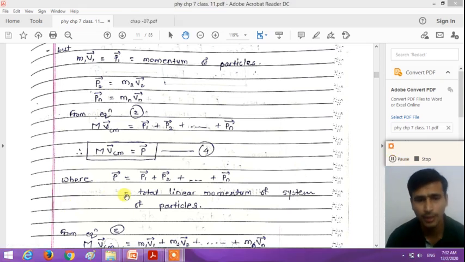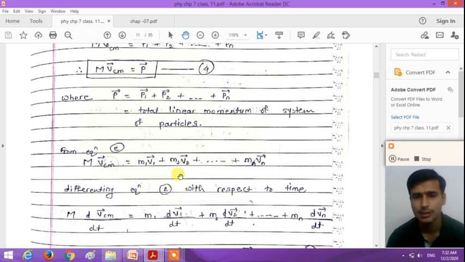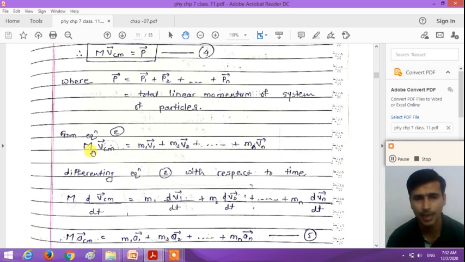So now again from equation number 2, what is equation 2? M into vcm is equal to m1 v1 plus m2 v2 plus up to mn vn. Now differentiating the velocity with respect to time, we get the acceleration. So differentiating this equation with respect to time, the masses m, m1, m2, m3 up to mn, the mass of the particles, remain constant with time.